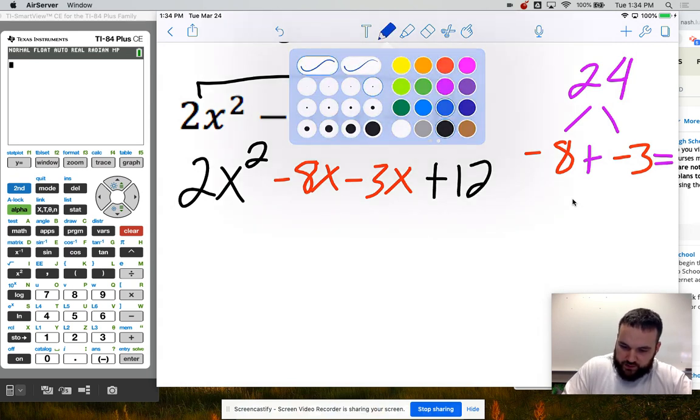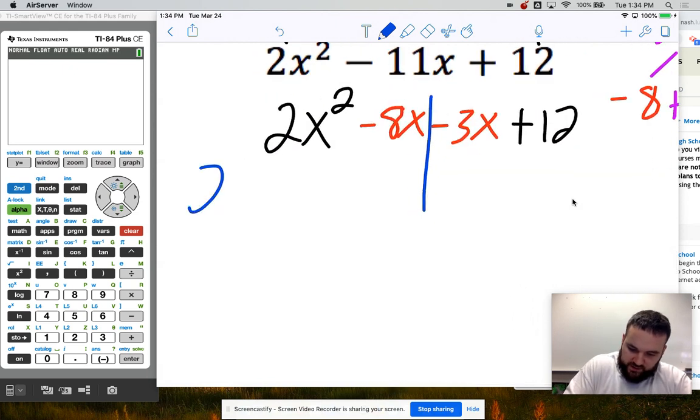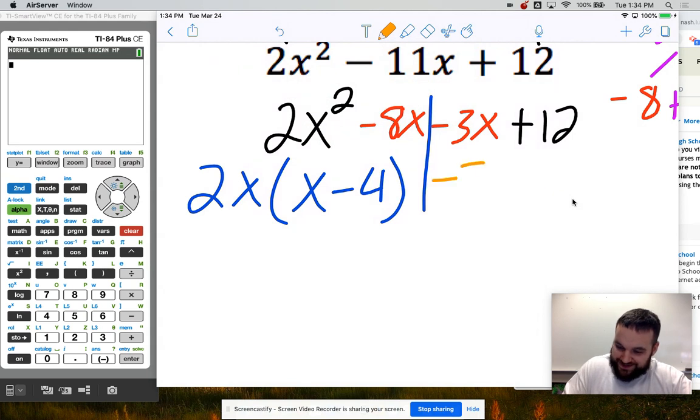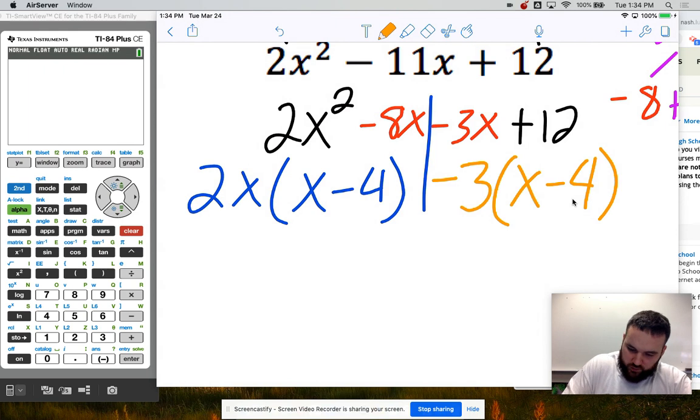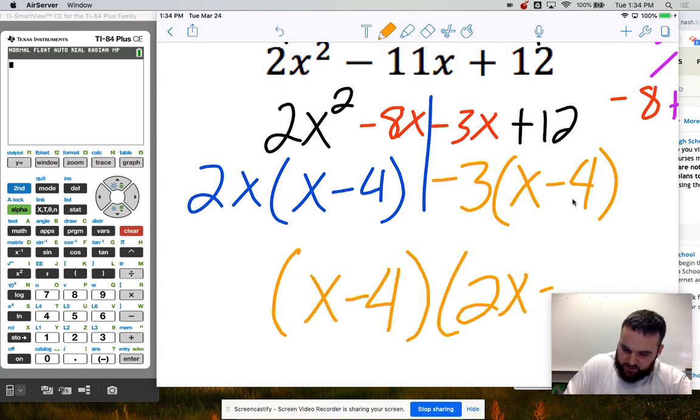Now I'm going to go ahead and split this down the middle. First half has a GCF of 2x, leaves me with x minus 4. Second half has a GCF of, let's go orange, negative 3. Don't forget to take out negative 3. Leaves me with x minus 4, which is fantastic because x minus 4 times 2x minus 3 is my answer.